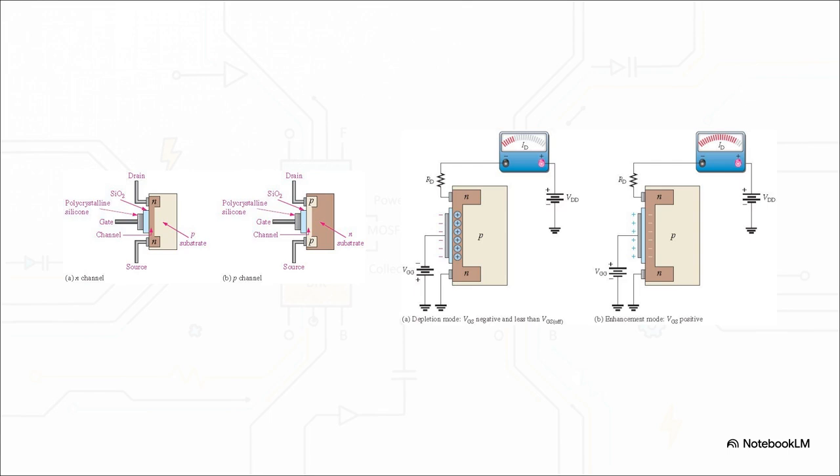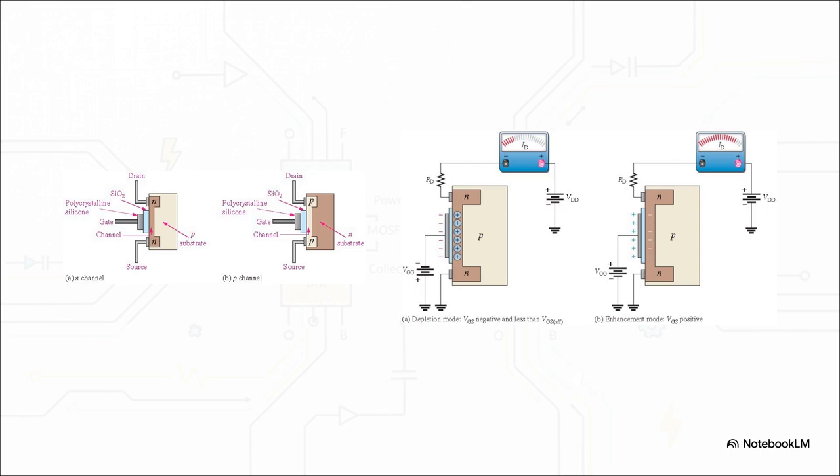Enter the MOSFET. By physically separating the gate from the channel with a microscopic insulating layer of silicon dioxide, they created a device with nearly infinite input resistance. Now, there are two main flavors here. First is the Enhancement-mode, or E-MOSFET. Notice that its substrate extends completely to the insulator. There is zero structural channel connecting the drain and source.